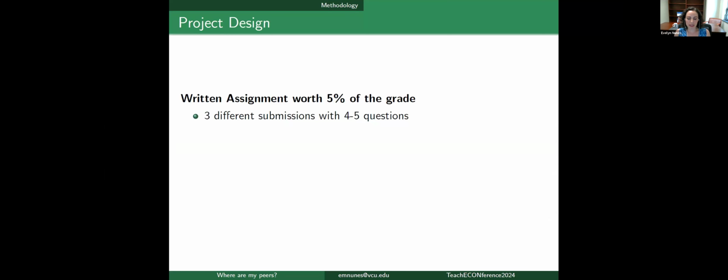So what I did was a written assignment, but because students were grading themselves, it was only 5% of the grade. There were 3 different submissions throughout the semester, and they had to submit the last one also for this general education assessment. They had 4 to 5 questions. I didn't want to burden them too much because this was in addition to the other things I had: in-class quizzes, homework, and exams. I wanted them to actually do it and learn, but it doesn't need to be a long assignment. So, 4 to 5 questions.